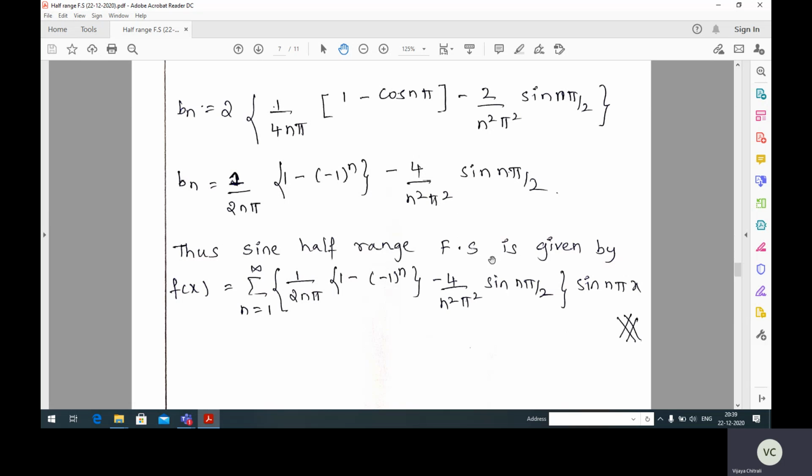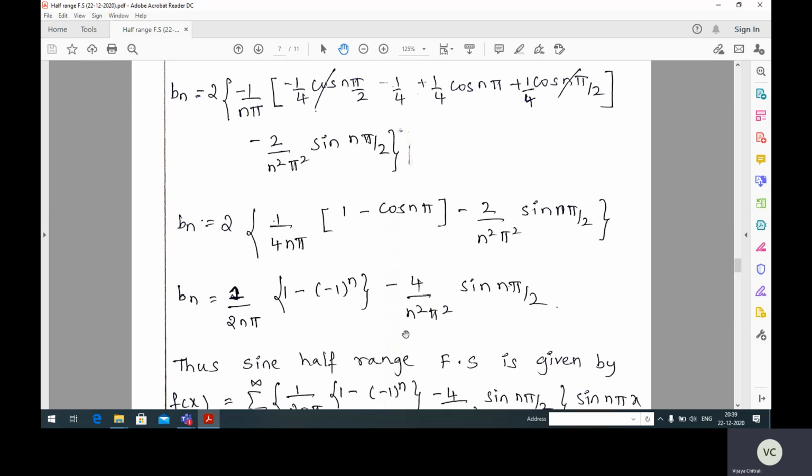Thus the sine half range Fourier series is given by f of x equal to summation n equal to 1 to infinity, Bn is 1 upon 2 n pi, 1 minus minus 1 raised to n, minus 4 divided by n square pi square sine n pi by 2, into sine n pi x. So this is one of the very important examples that many times appears in the question paper, right?